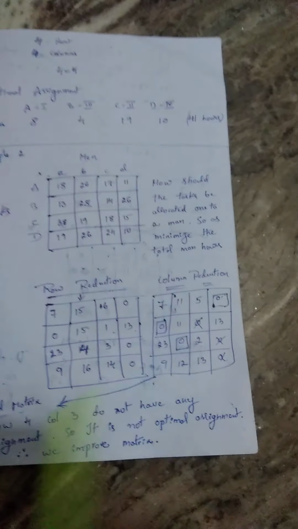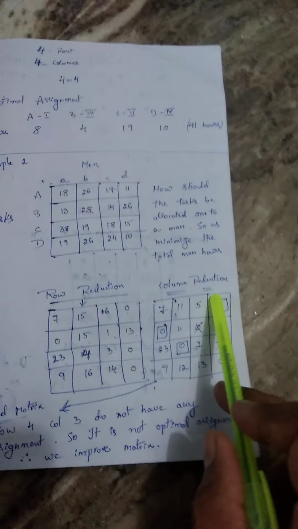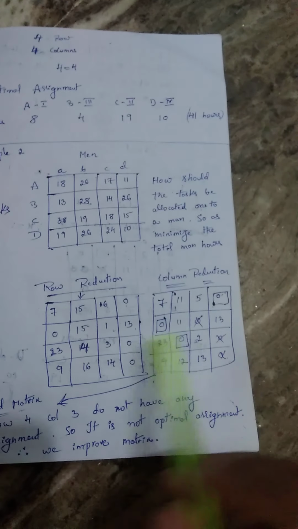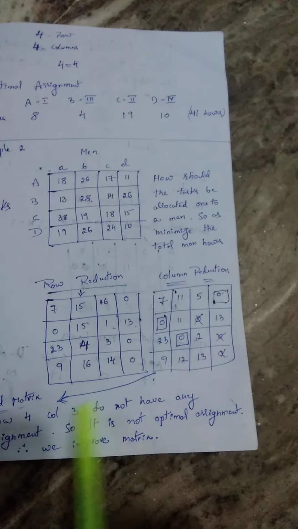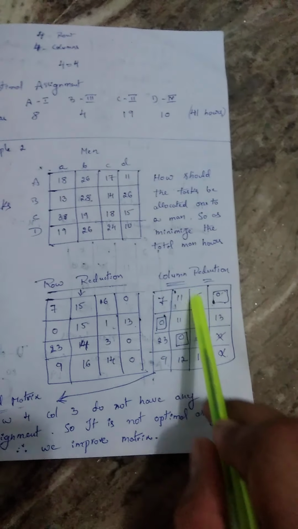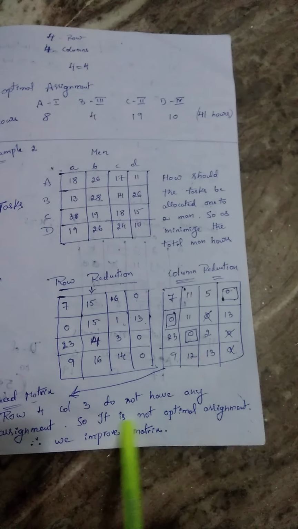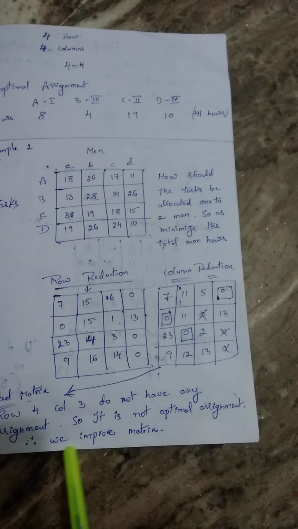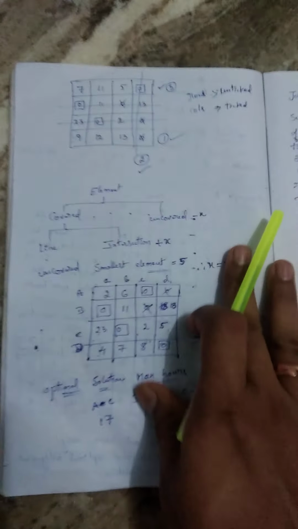While checking this reduction matrix, again I am explaining: in this reduction matrix, the fourth row and column 3 do not have any assignment, so it is not an optimal assignment. We improve the matrix. For improving the matrix, we are doing some additions.